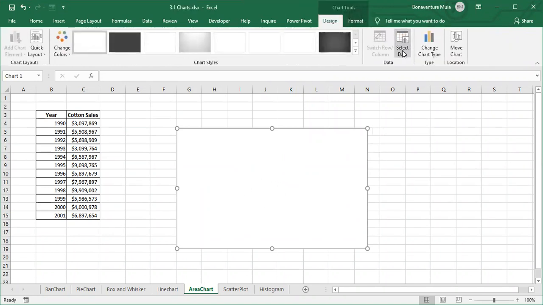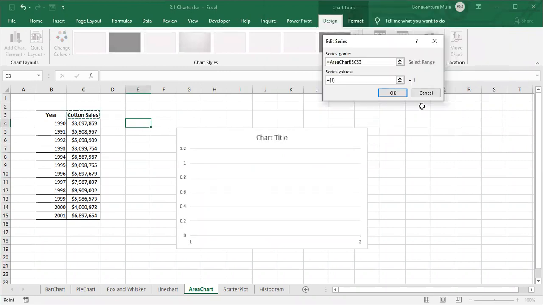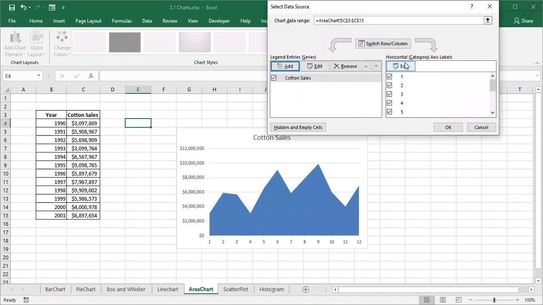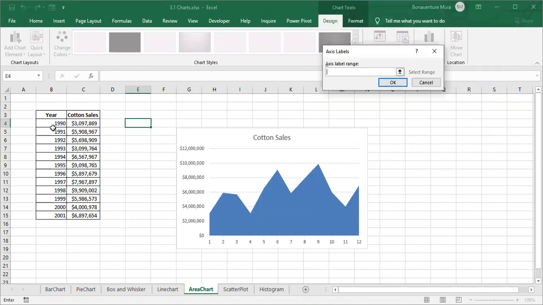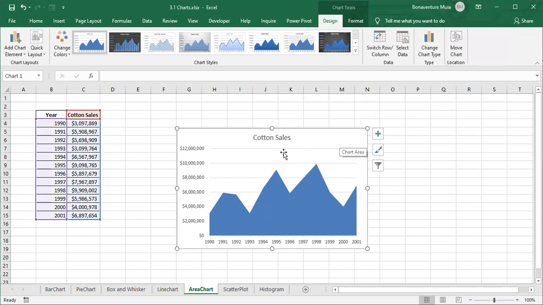Then select data, add the data entry. So we have the cotton cells in this case, and the cotton values are going to be highlighted, then okay. Then horizontal axis labels will have the years. And you're done. So what you realize with an area chart is that the area under the line is shaded.